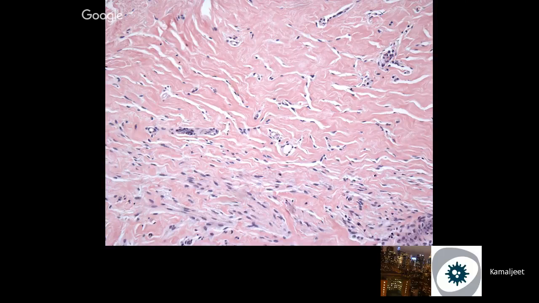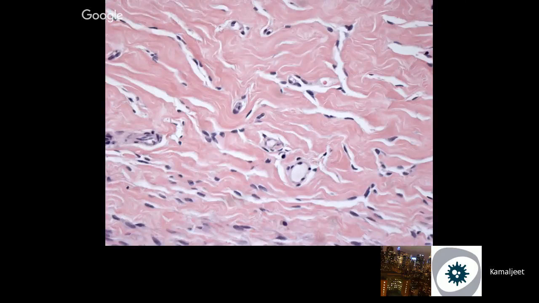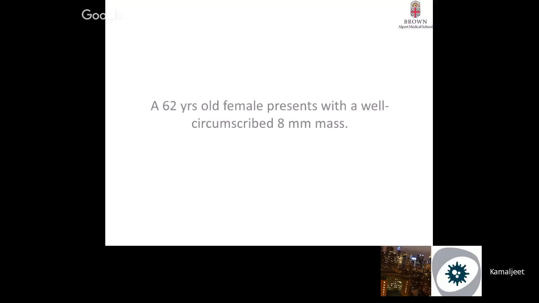CD34 is positive in this. So yeah, it's actually a caveat. What else? There are some variants to the PASH. There can be a fascicular PASH, which can look very cellular, and there can be some nuclear atypia in PASH, but I don't think it's relevant for the boards, but just for the more pictures of the PASH.